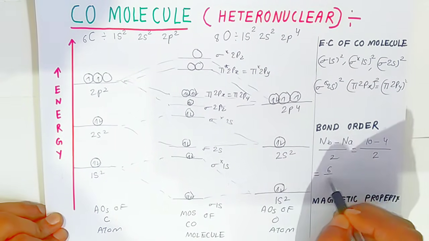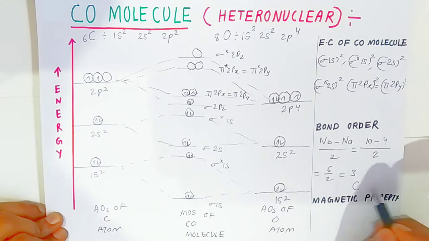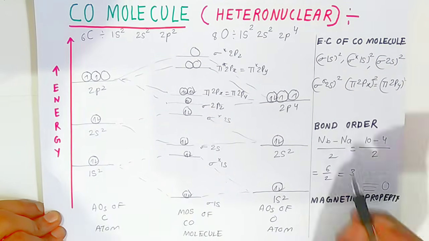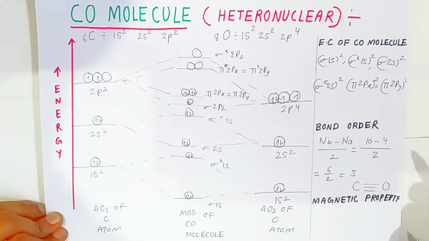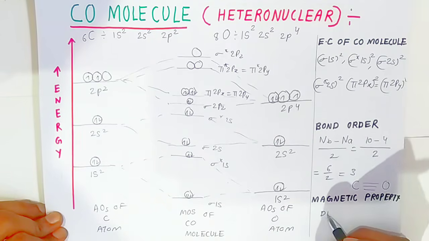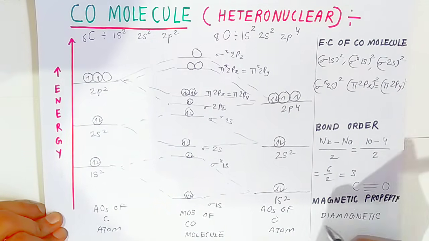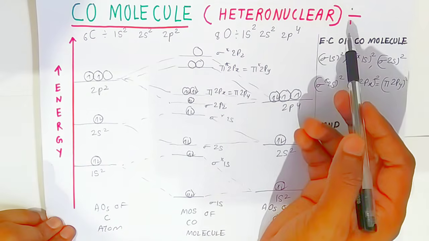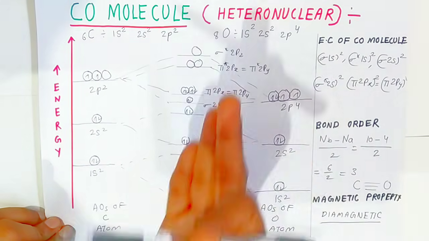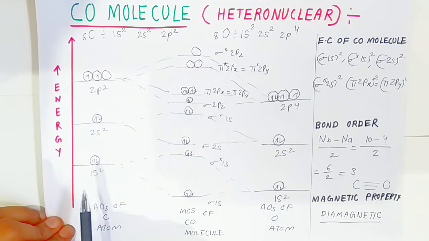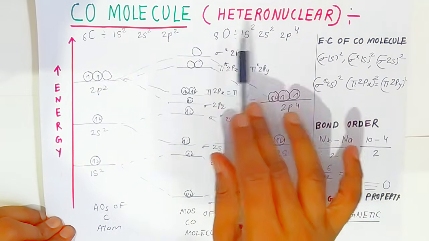So you will get, students, that carbon and oxygen form a triple bonded molecule. This way you can write down the bond order of carbon monoxide. Magnetic properties: there are no unpaired electrons, so it is diamagnetic in nature. It is diamagnetic in nature. So this way, students, we can explain heteronuclear diatomic molecules also. You can write down the molecular diagram of heteronuclear molecules, because they have different atomic orbitals of different atoms. This is carbon, this is oxygen. That is why we call it heteronuclear.